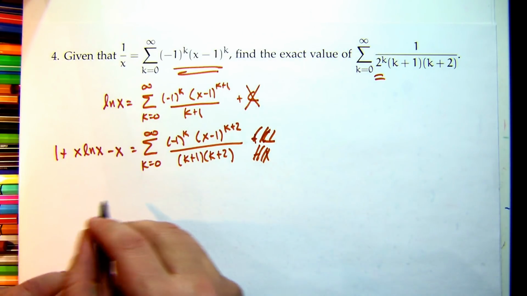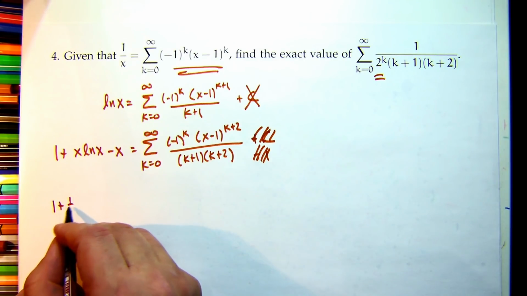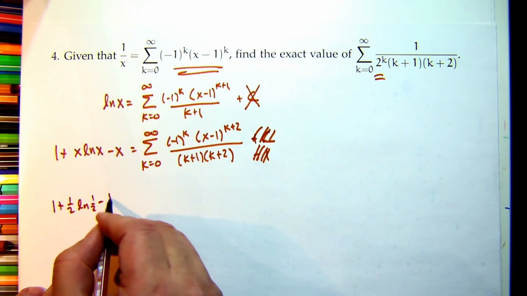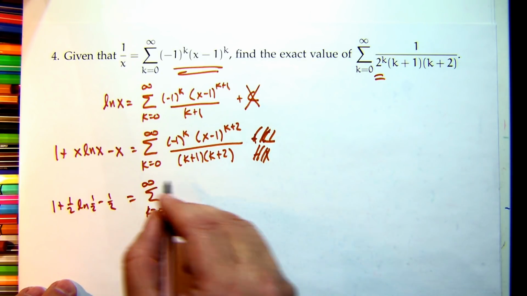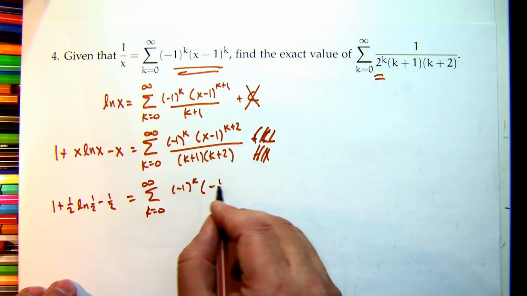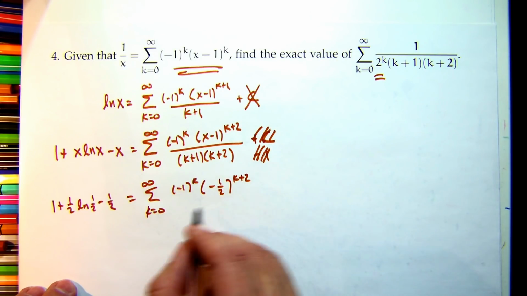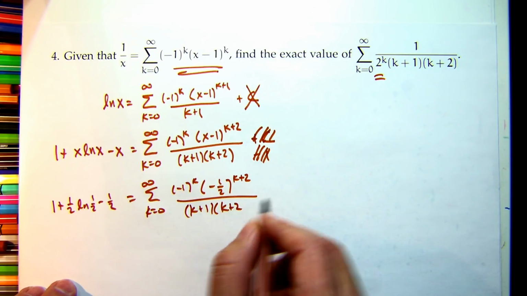So we plug in a half. If you plug in a half, you plug it in on both sides. So you get 1 plus 1/2 log of a half minus a half, sum k equals 0 to infinity, minus 1 to the k, 1/2 minus 1 is negative 1/2 to the k plus 2 over k plus 1 times k plus 2.